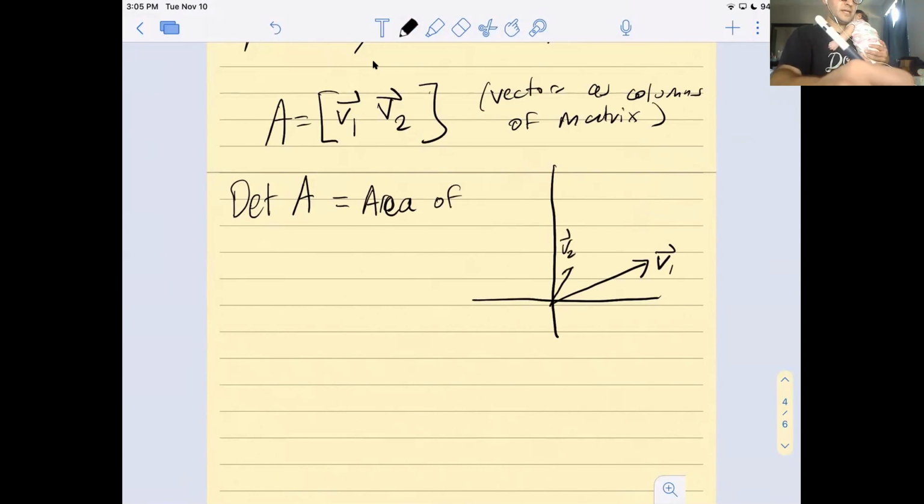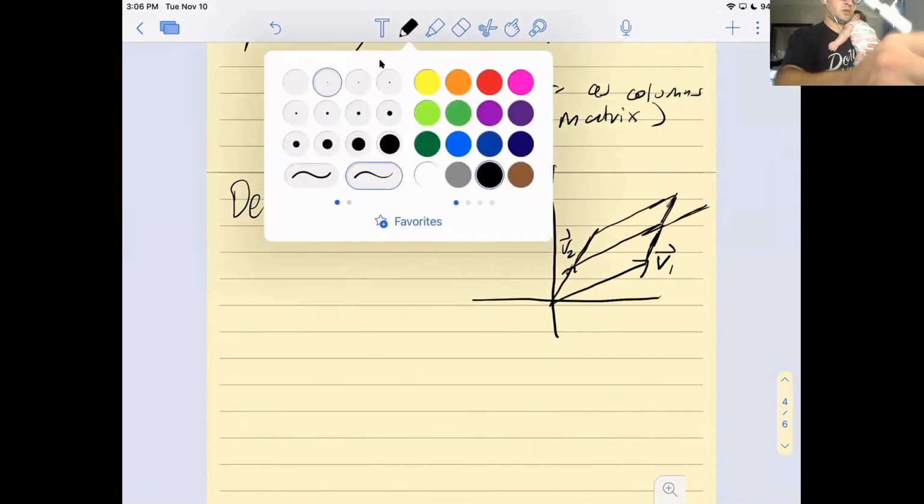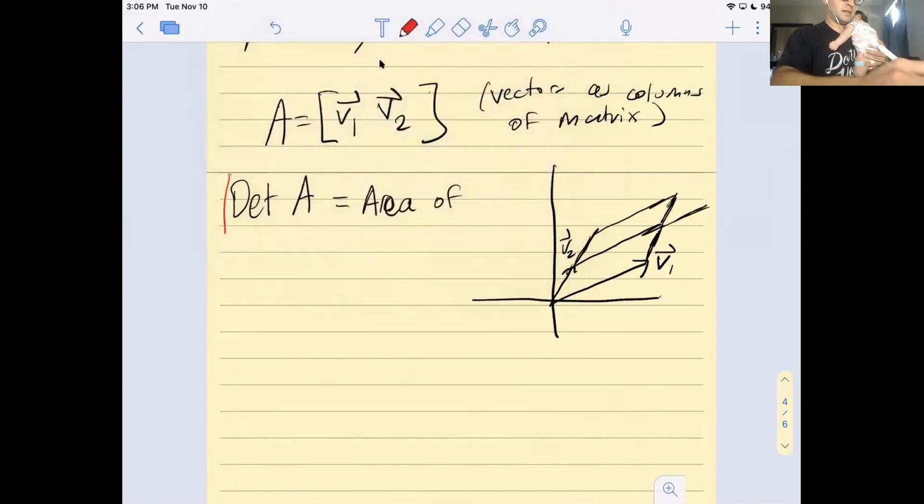And do you guys see that anytime you have two arrows, if you make a lattice of them, like you add integer copies of V1 and integer numbers of V2, you can get a nice grid of parallelograms. And the very first one that you get is this one. You can keep going, right? Like if you do 2V2, it's this thing with the grid that I was talking about before. But the idea is that the determinant of A is going to be the area of one of these parallelograms.